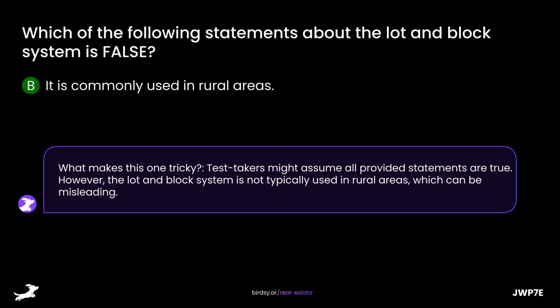What makes this one tricky? Test takers might assume all provided statements are true. However, the lot and block system is not typically used in rural areas, which can be misleading.